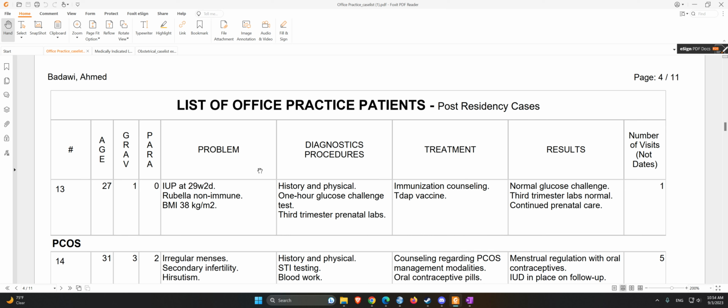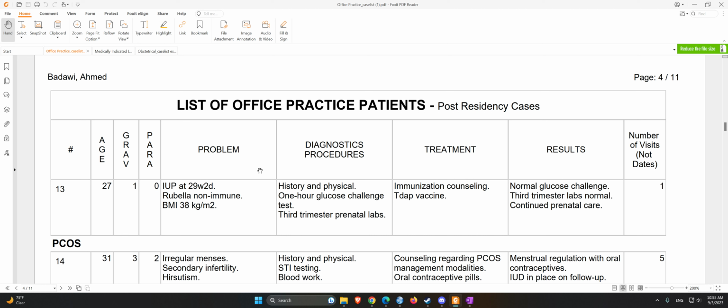Case number six, labial ulcer. 90-year-old patient. Did this patient have any STI testing when you were evaluating her? She was low risk for STIs since she hasn't been sexually active for a very long time. Okay. So the risk of her having STIs is very low on my differential. Sure. Very good. Nice.